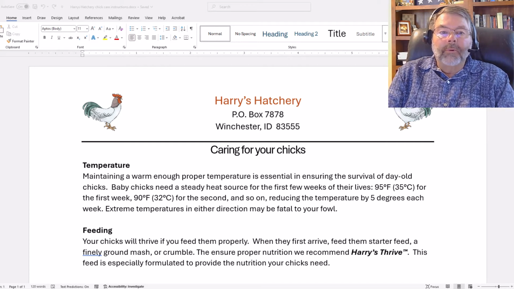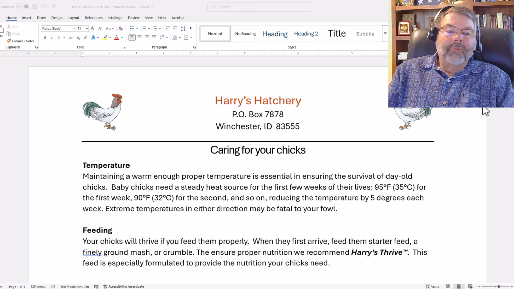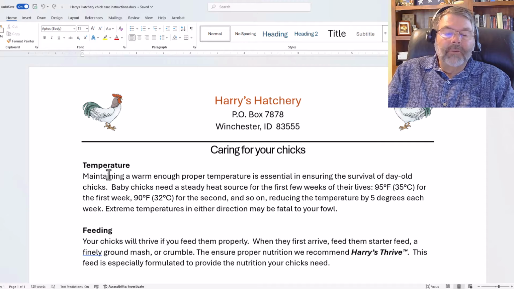So here's an example. We'll use the example of Harry's hatchery, and he sends out some instructions when he sends out his baby chicks so that people will make sure that the chicks survive. So he's formatting this particular document, which talks about temperature and talks about feeding. Now, I just want to point out something here. Notice that in the temperature paragraph, we have day-old with a hyphen, and we want to keep that together. And let me just show you what I'm talking about here.